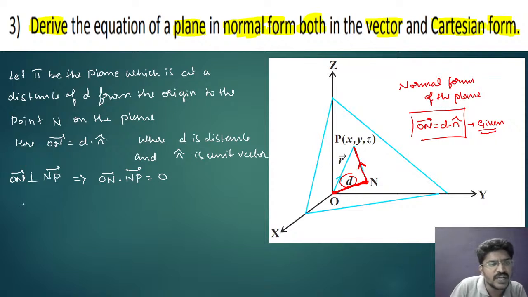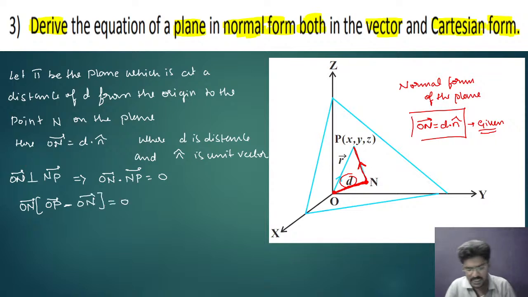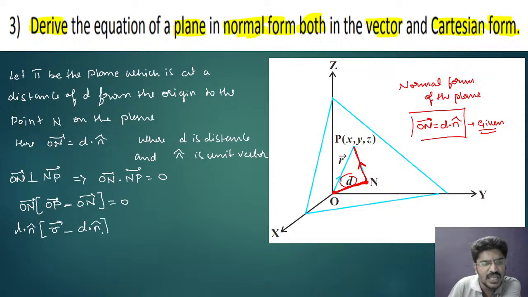So here vector ON is n cap dot d. NP is OP minus ON, so we get (OP minus ON) dot ON equal to 0. What is ON? ON is d dot n cap. OP is vector r. ON is again d dot n cap, so we get (r minus d n cap) dot (d n cap) equal to 0. So this much you are going to get.